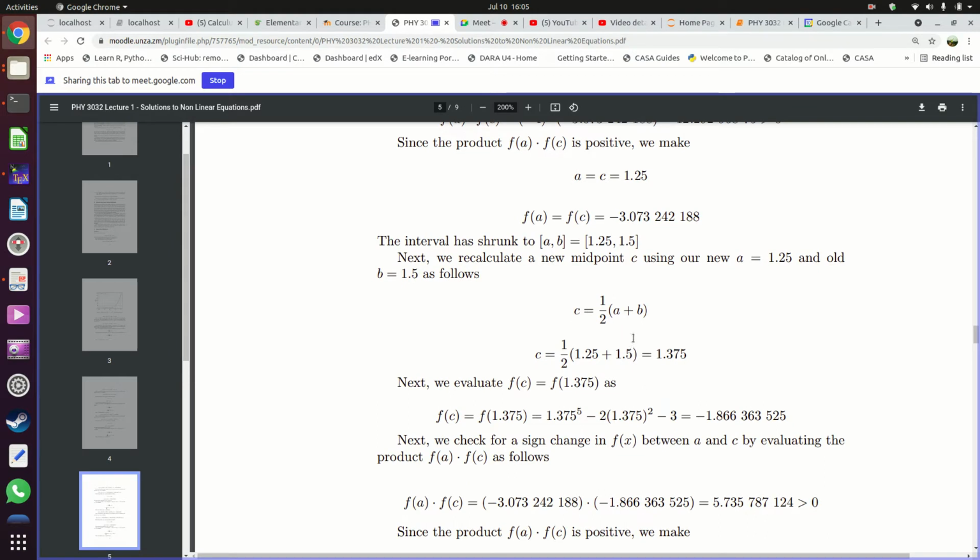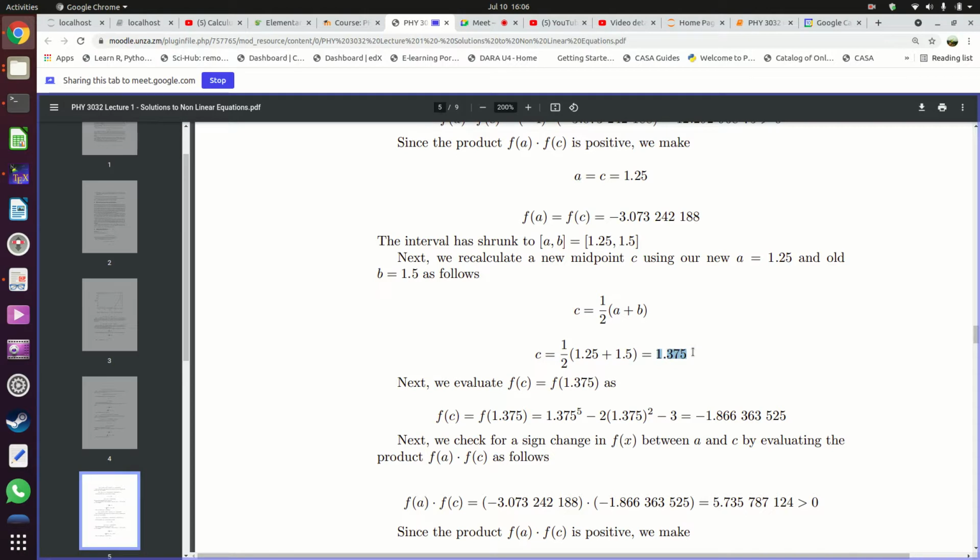So with this new interval where A equals 1.25 and B equals 1.5, again we work out a new midpoint, C, using these updated values, 1.25 and 1.5. So in this case, C is going to be half of A plus B, so C equals half of 1.25 plus 1.5, and this is going to be equal to 1.375. So this becomes our new C.